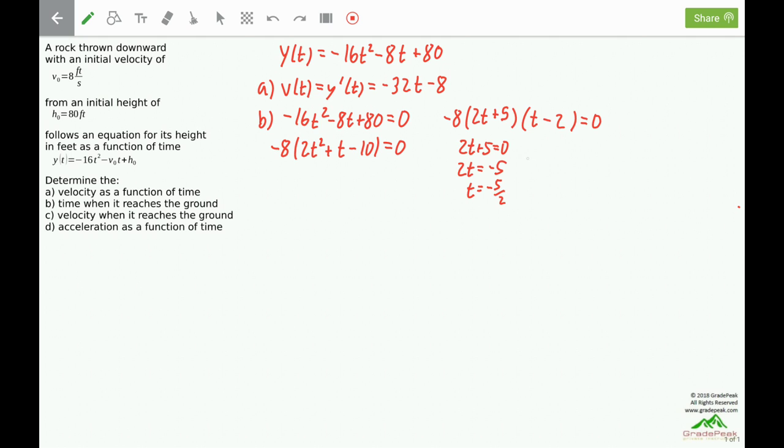And we also have t equals 2 for the other factor. Now times can only be positive, and therefore we only want the positive 2. Our time will be in units of, we can see in the v naught, the units of time are seconds, so 2 seconds.